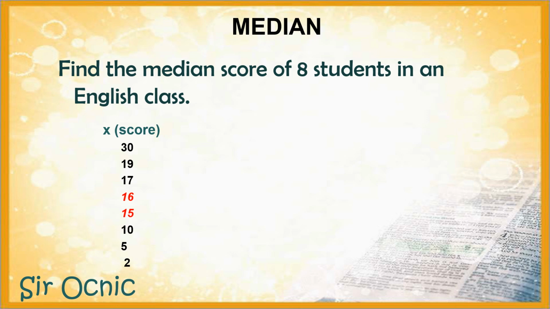And these are the scores 16 and 15. To get the median, all you need to do is to add 16 to 15, then divide it by 2. That will be 16 plus 15 divided by 2, which is equal to 15.5.